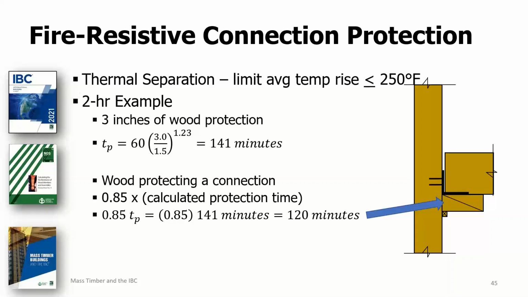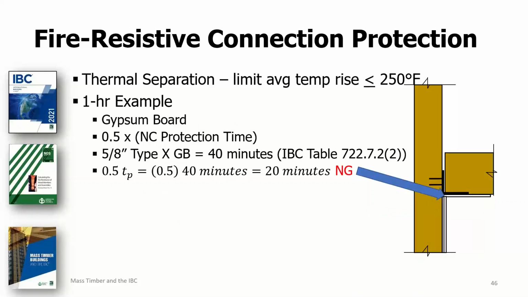That's the protection time. However, if this 3-inch thick layer of wood is used to protect a connection, then it also needs to provide thermal protection to limit the average temperature rise at the interface between the protection and the connection to 250 degrees or less. As noted above, the thermal separation time provided by this wood protection can be determined by multiplying the protection time by 0.85, and in this example, that would provide a value of 120 minutes or 2 hours. So in this example, that would meet your 2-hour fire resistance rating design requirement.